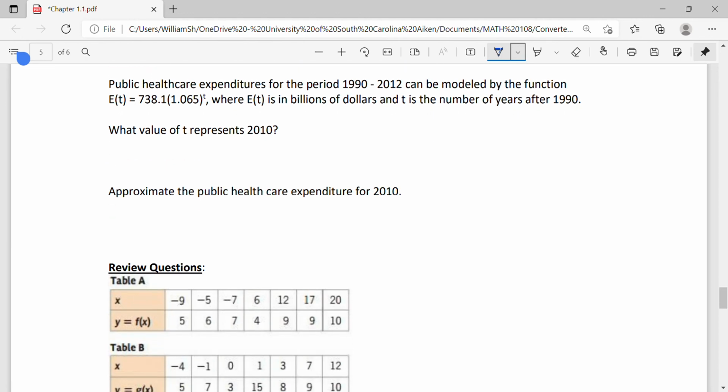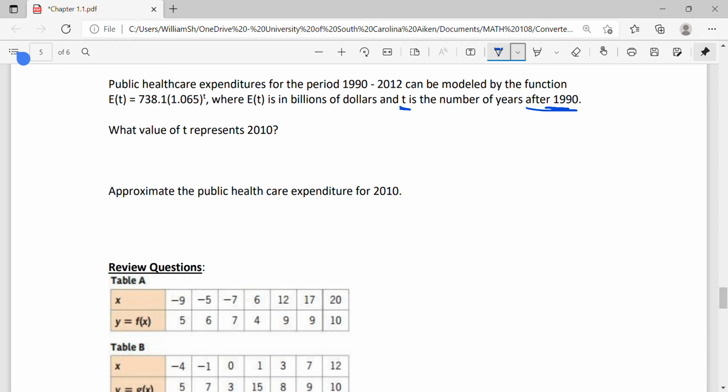Okay, this example here says public health care expenditures for the period 1990 through 2012 can be modeled by the function E of t equals 738.1 times 1.065 raised to the t, where E of t is in billions of dollars and t is the number of years after 1990. So t is the number of years after 1990. That is the alignment part of the problem. That's the part that you really need to focus on and catch.